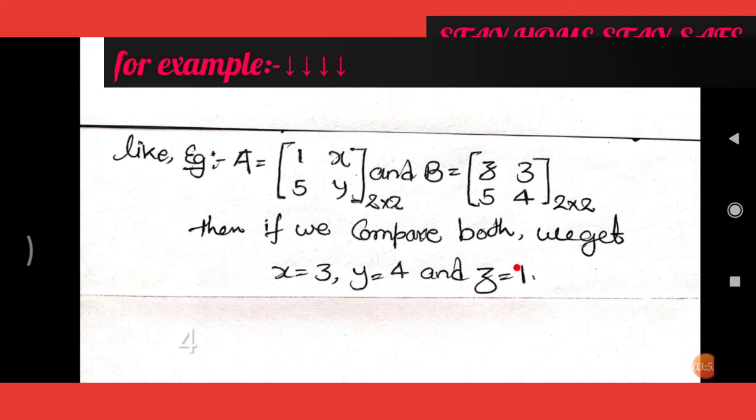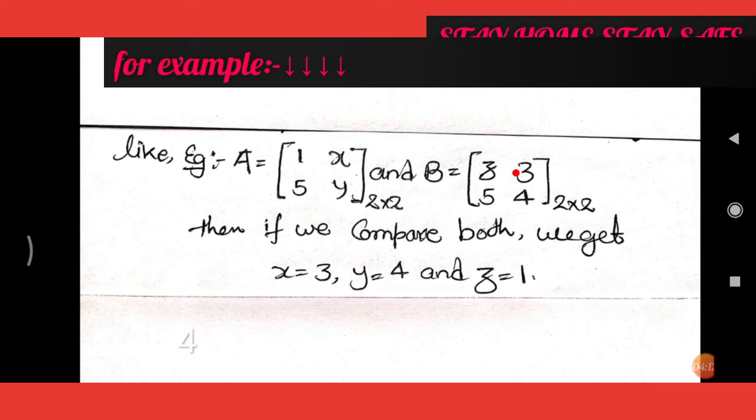To get the values of x, y and z as given here, in this, x, y and z are unknown. We do not know the values of x, y and z. So by equating them, if they are equal, then we can find out the values of x, y and z.